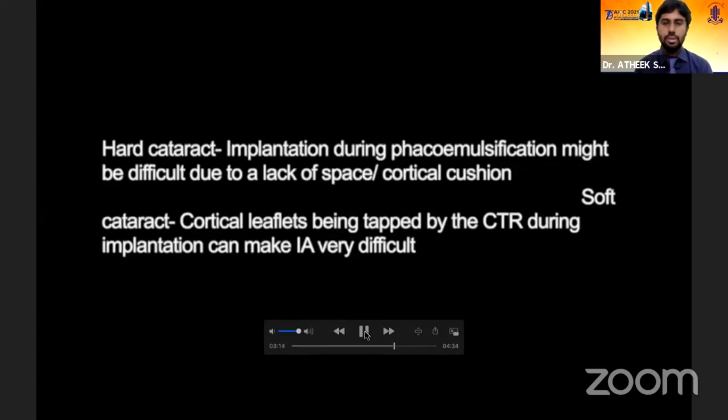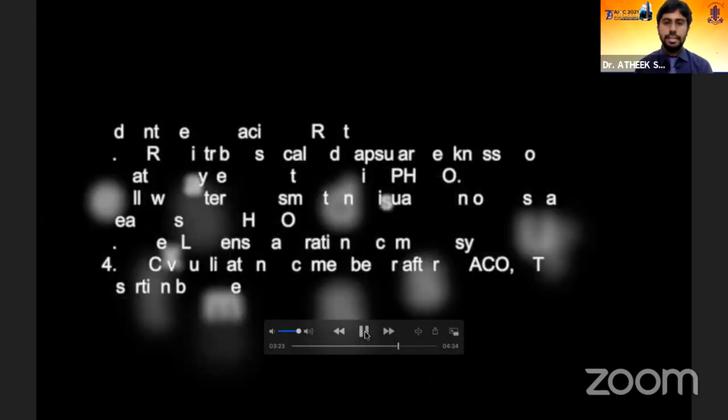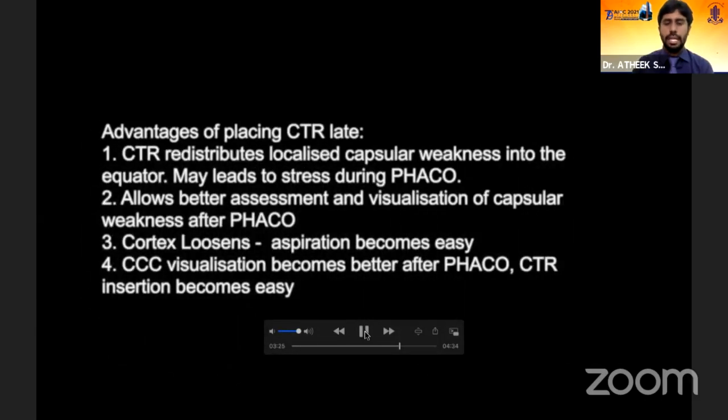In this case also, with great precautions, we managed to do the IA, phaco, as well as the hydrodissection comfortably, and we placed the CTR quite late. This is what we learned from the HAMEED study also. The main advantage is visualization is much better and you're absolutely sure that you get the CTR into the bag.